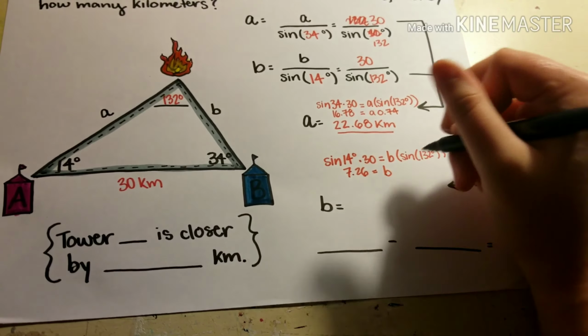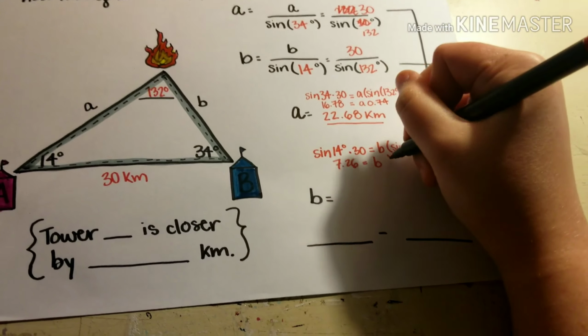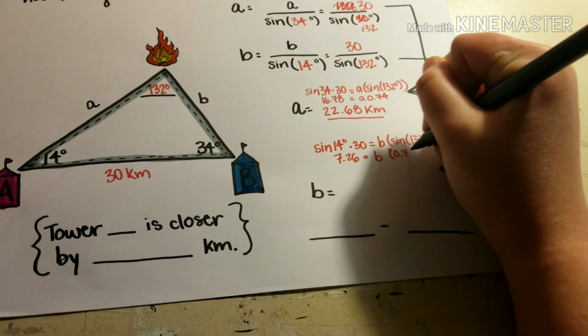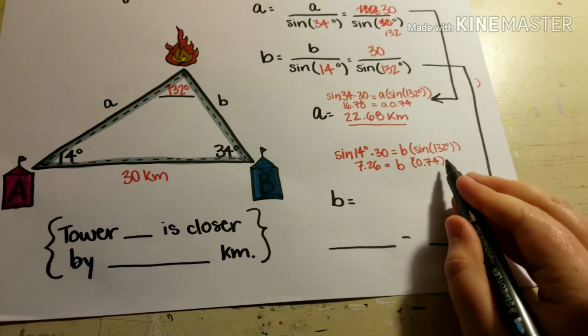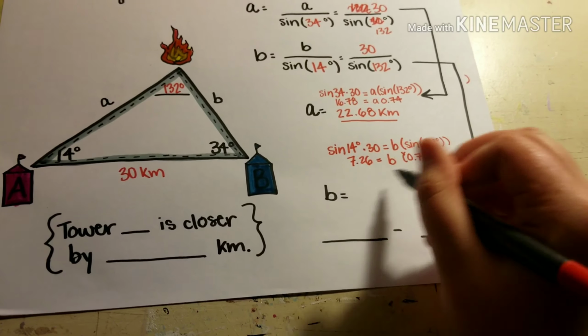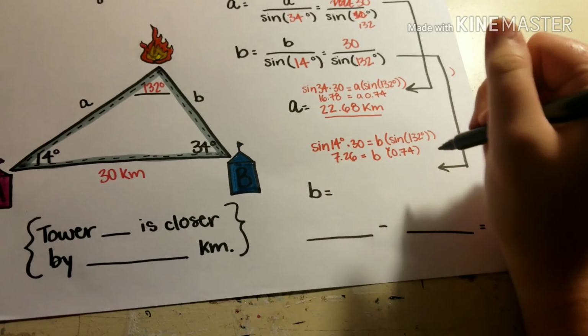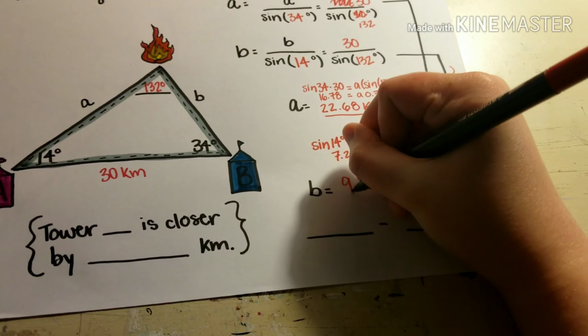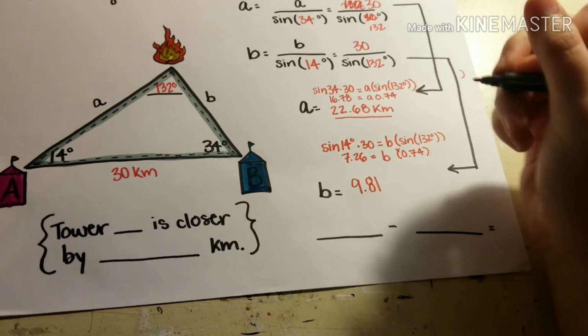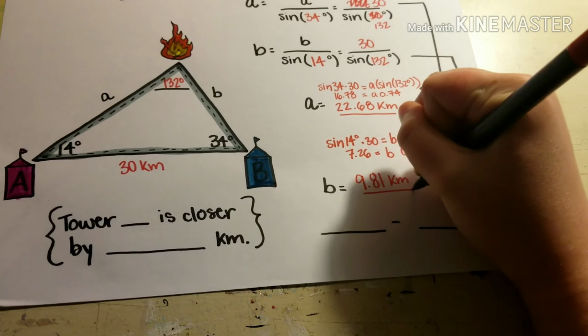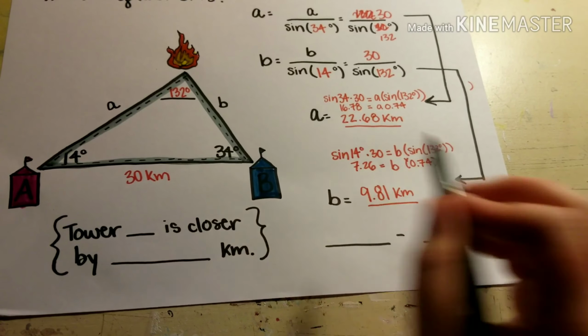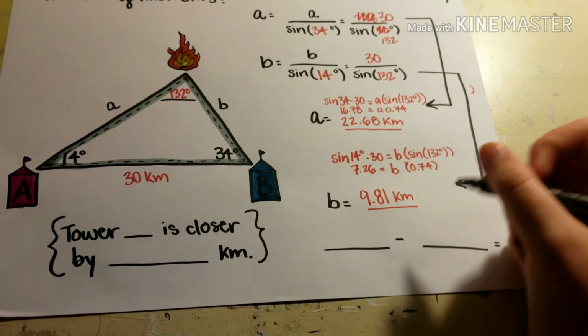And B, and again, the sine of 132 is 0.74. And then when you divide those across on both sides, you get 9.81 kilometers for the distance of B.